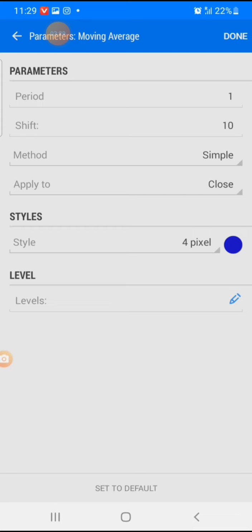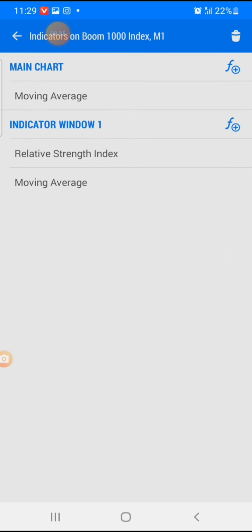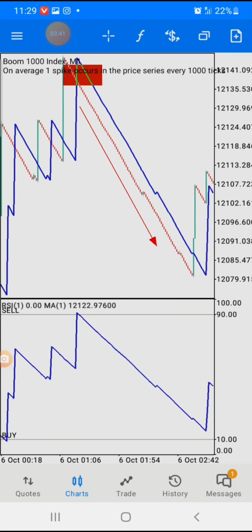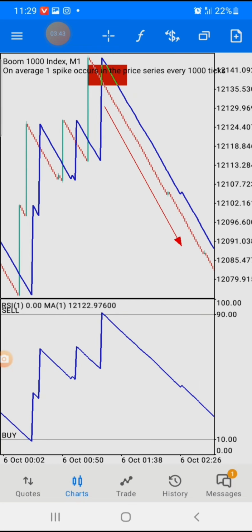style blue, 4 pixels, and the color is blue. Okay, then we click, then we go back. We now have our settings. So once you now have this, you are ready to go.